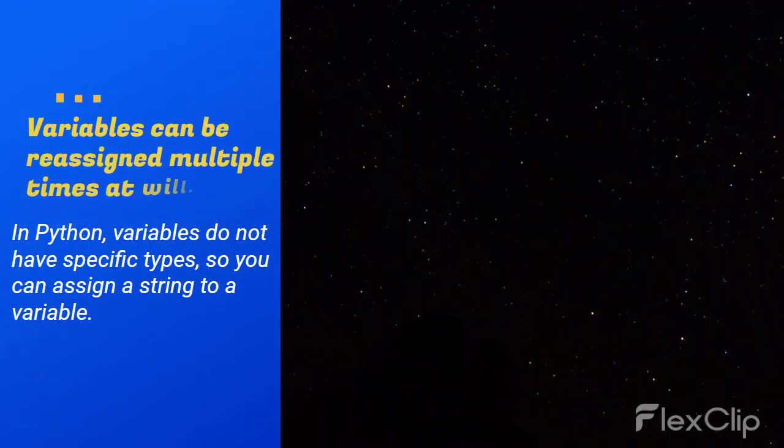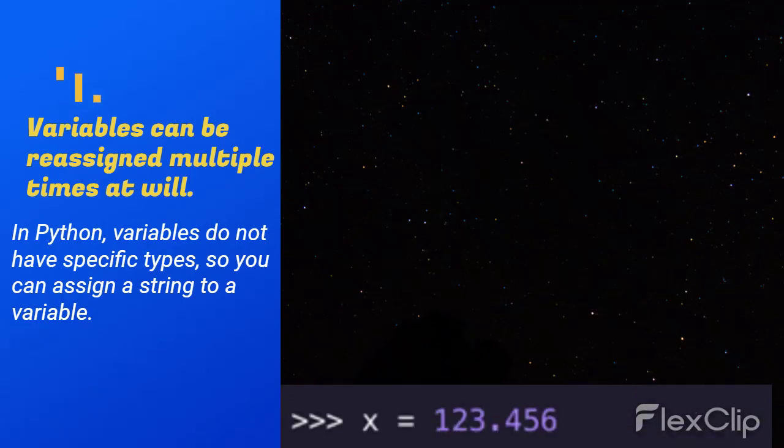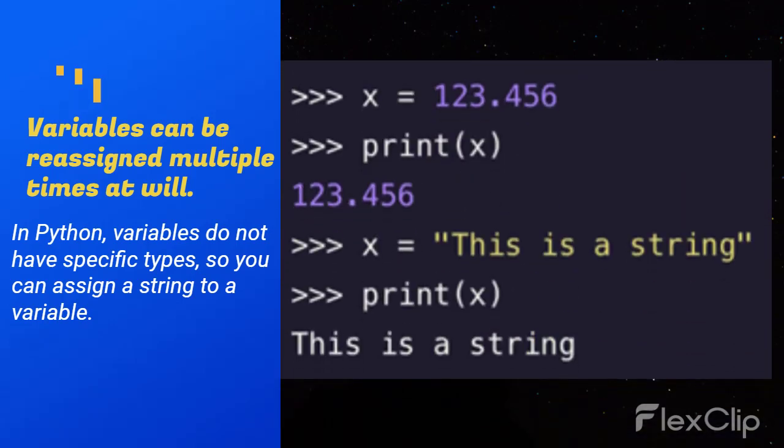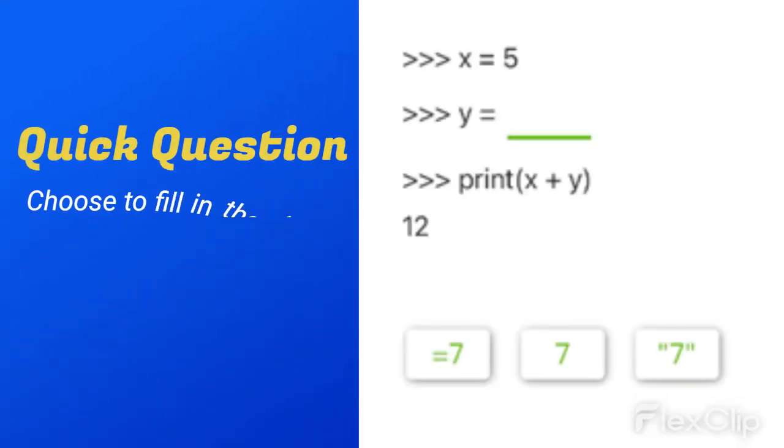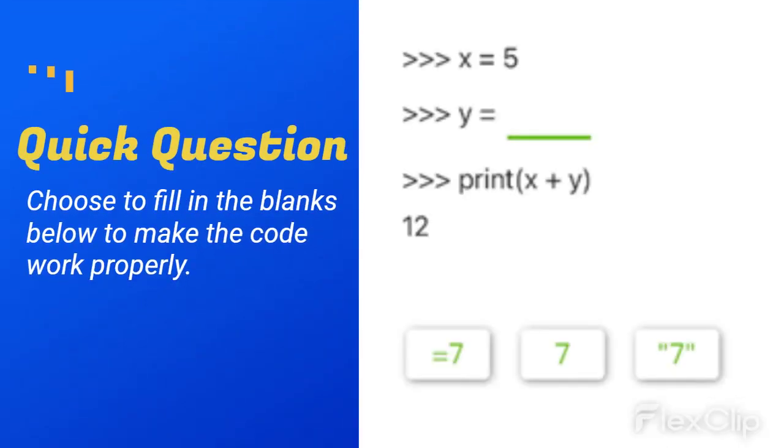Variables can be reassigned multiple times at will. In Python, variables do not have specific types, so you can assign a string to a variable. Now, choose to fill in the blanks below to make the code work properly.